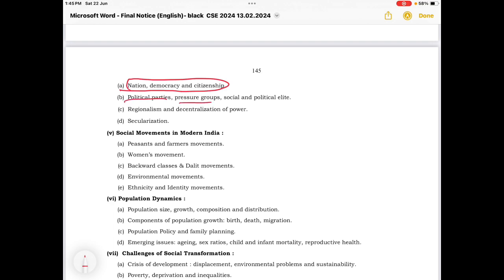So political parties, pressure groups, social and political elite. In one time only we will discuss all these topics: regionalism, decentralization of power, secularization. This is a very important topic. You have read in polity also about the secular country. So today many discussions are going on about secularism, like UCC. They are also creating a secular country kind of thing.